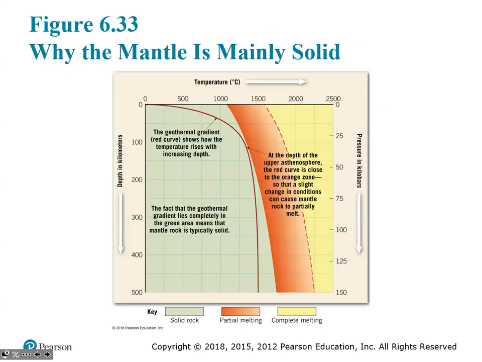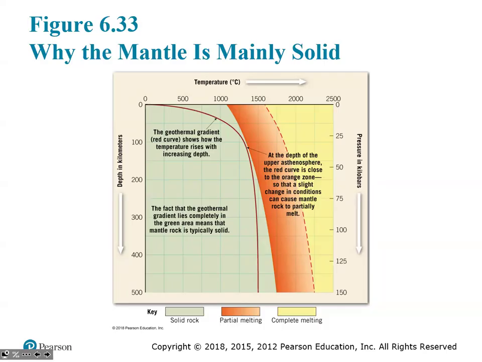So the thing is, at the depth of the upper mantle, while rock is not in the molten portion, it's very close. This red curve shows how temperature rises with increasing depth. This is temperature, this is depth. The red area is the partial melting, the yellow area is complete melting. So you can see right here at the depth of the upper mantle, stuff is very close to starting to melt. So just a little bit needs to change for it to melt.